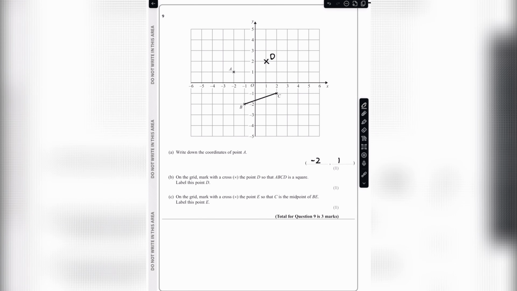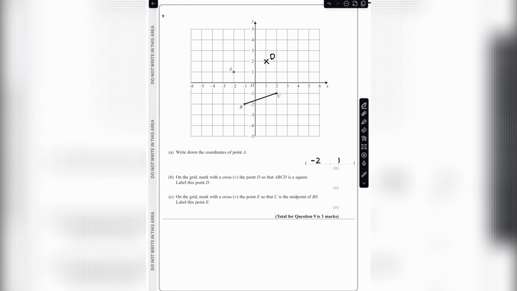Therefore, to get from the point A to the point D, we need to move 3 units to the right and 1 unit up, and that will take us to the point (1, 2), which I'll mark with an X and label D. And in the final part of this question, we are told to mark with a cross the point E so that C is the midpoint of BE and to label this point E.